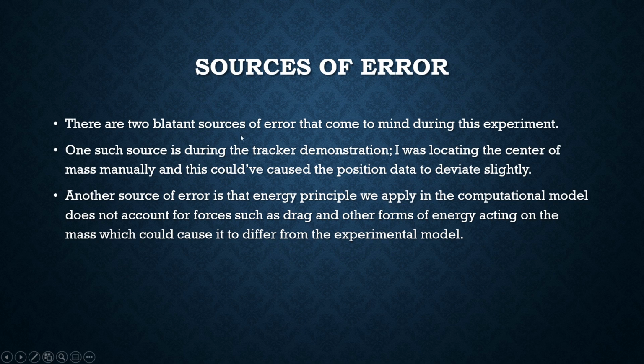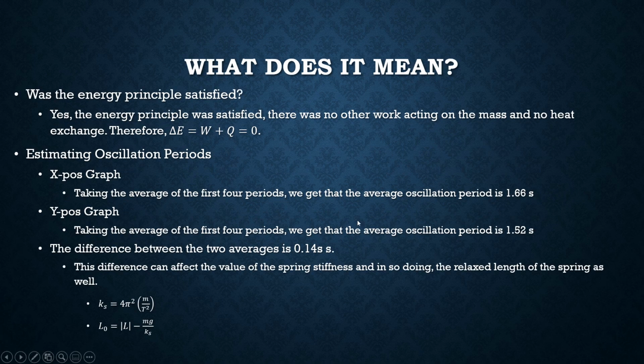Two possible sources of error that come to mind are the tracker demonstration and calculating the energy principle. During the tracker demonstration, I was locating the center of mass manually, and this could have caused the data to deviate slightly. And the energy principle error is that we didn't account for any other forces like drag or any other energies that were acting on the mass or the system in total, and that could have caused it to differ.